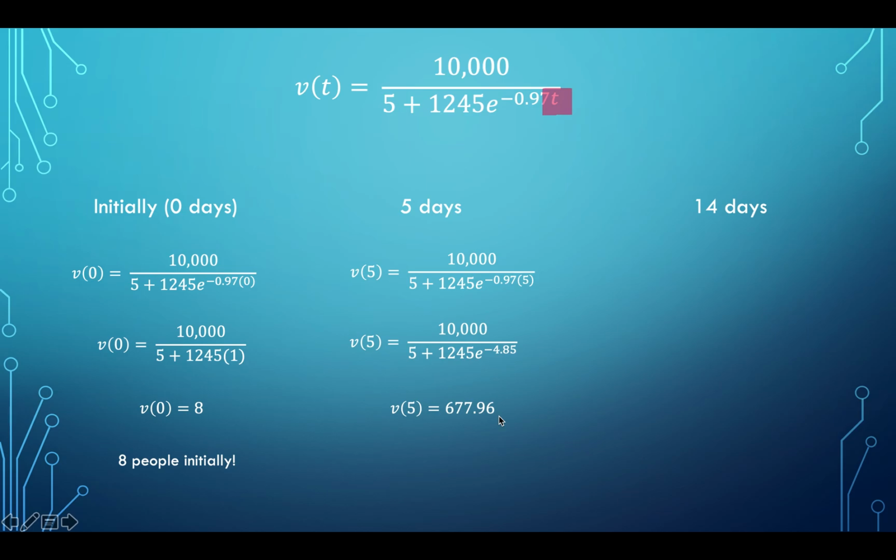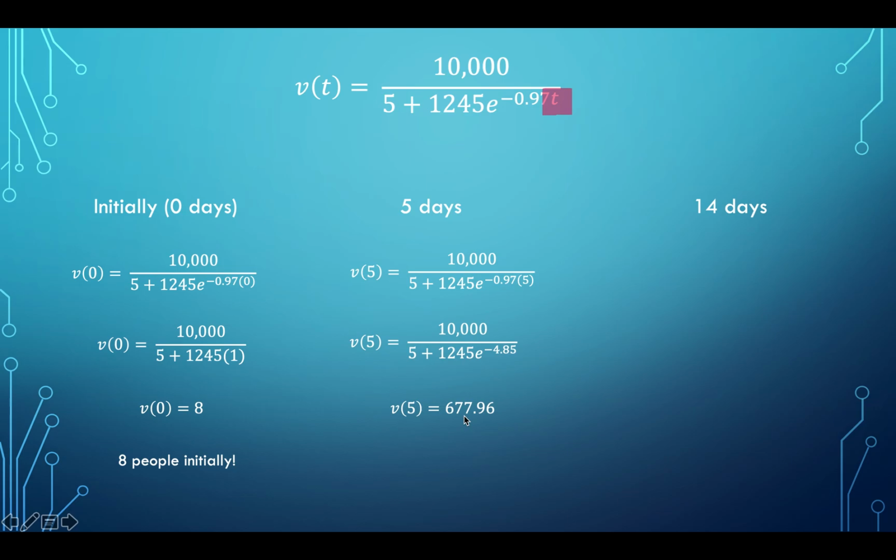Well, since we're dealing with people here, you can't have 0.96 of a person. It's just not possible. So what you have to do, when we're talking about people, humans, or animals, you just can't have a part of a person or a part of an animal. You have to have a whole person, a whole animal. So what we have to do is round this. I like to round to the nearest whole number.